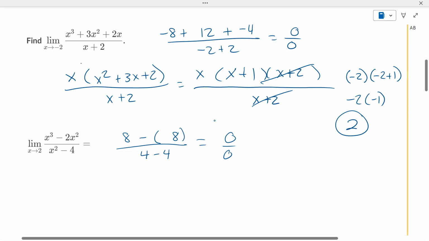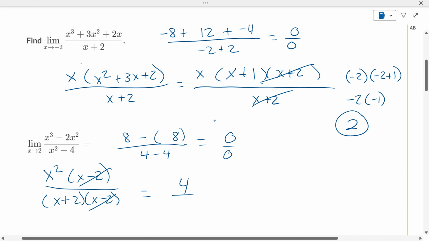So if we take out an x squared, we get x minus 2. The denominator factors how? Difference of squares, x plus 2, x minus 2. The x minus 2's cancel. We get 4 over 4, which is 1.